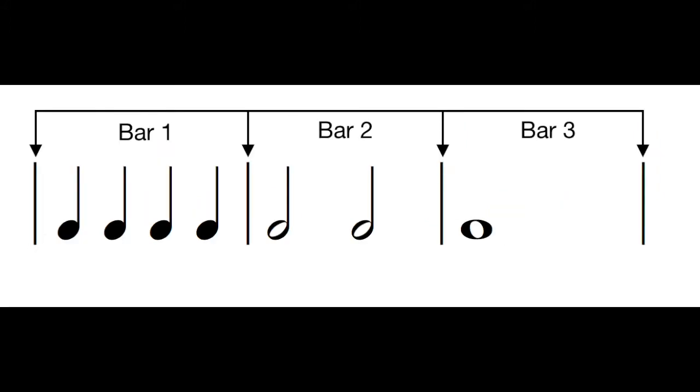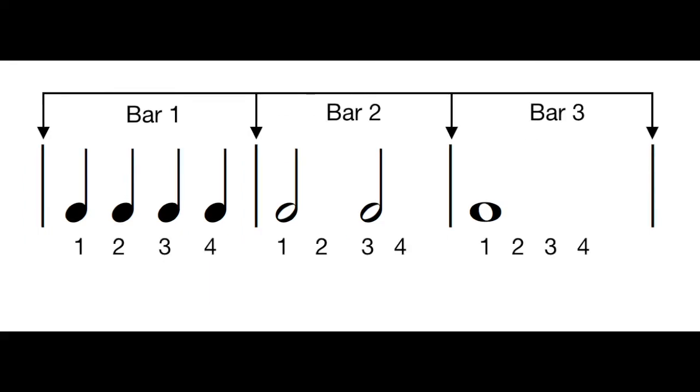Music is divided up into what we call bars, and every bar has the same number of beats. The most common number of beats for each bar is four beats per bar. That means we would count to four in every bar and then start again at one, like this. One, two, three, four. One, two, three, four. One, two, three, four. So how do we know how many beats are in each bar?